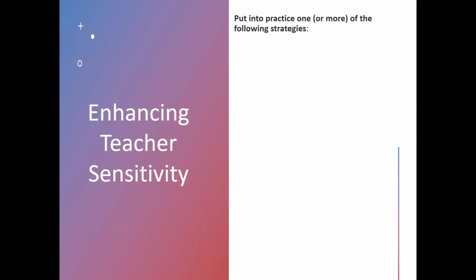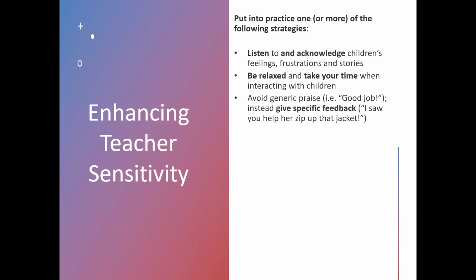So to sum up, here are some specific strategies you can use to put into practice, either at your current setting or not. If you don't already do that, listen, acknowledge children's feelings, frustrations, and stories. This is where paraphrasing and restating can be very helpful, making sure they know that you're listening. Like I said before, take your time interacting. We feel rushed because we're busy teachers, but students don't really know that, and they shouldn't be expected to know that. And this is true regardless of teacher sensitivity.